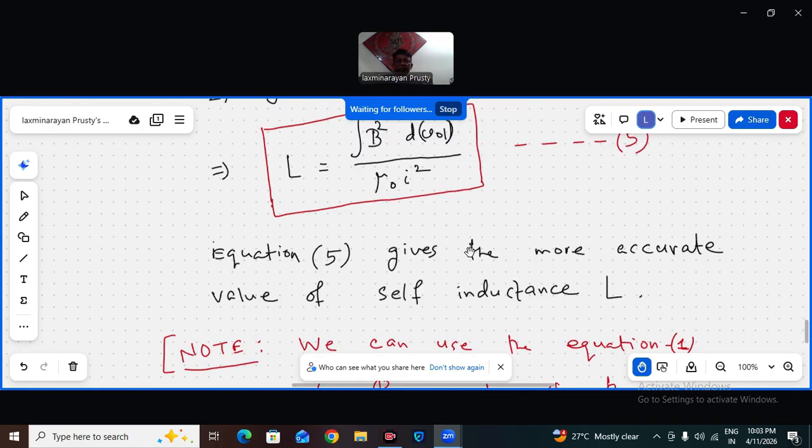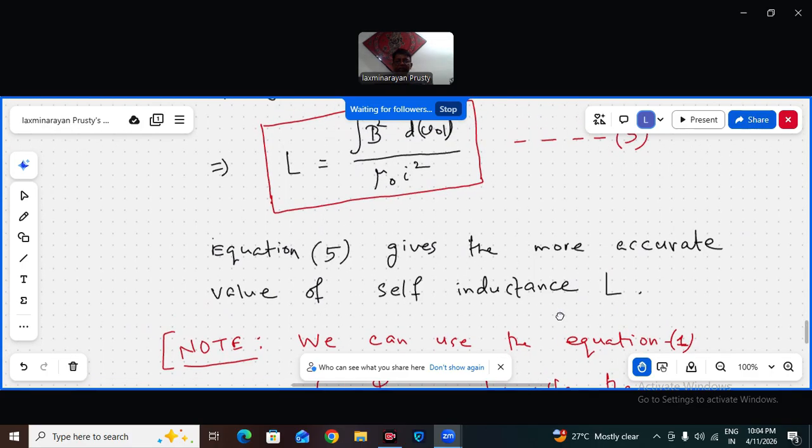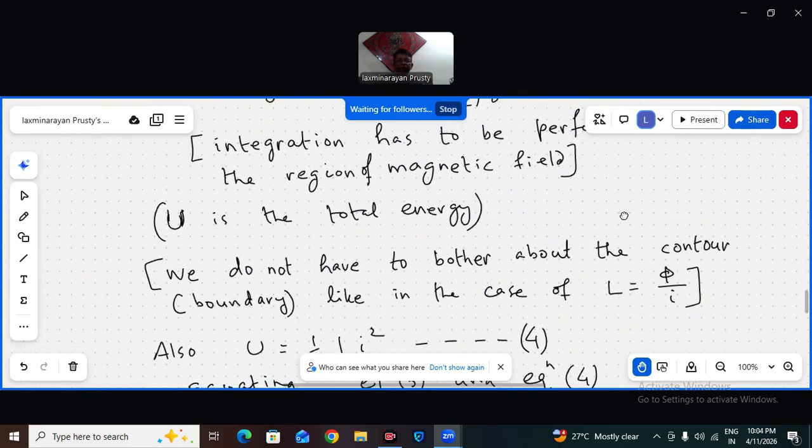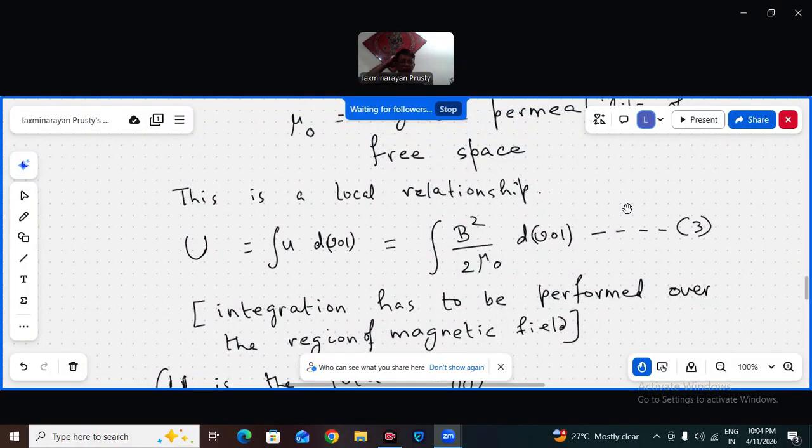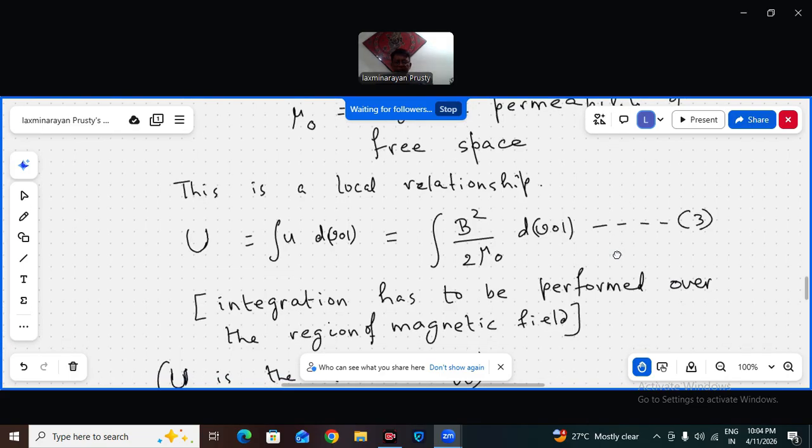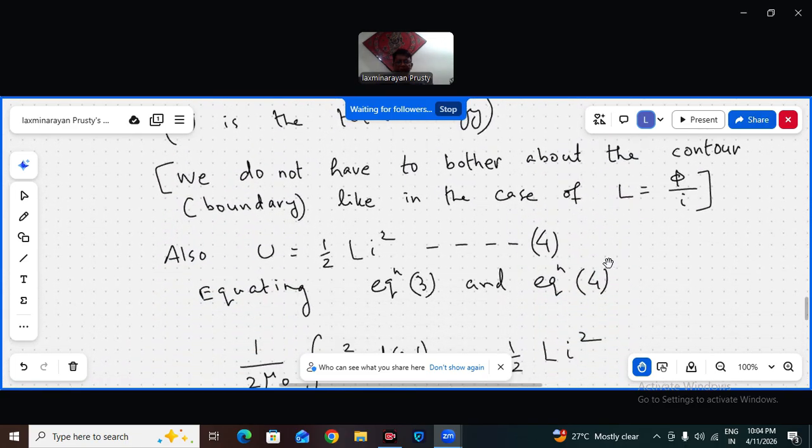So this gives a more accurate value of the self-inductance, because here we are not very much bothered about which boundary contains how much flux or which current boundary contains how much flux. We are not bothered about all that.